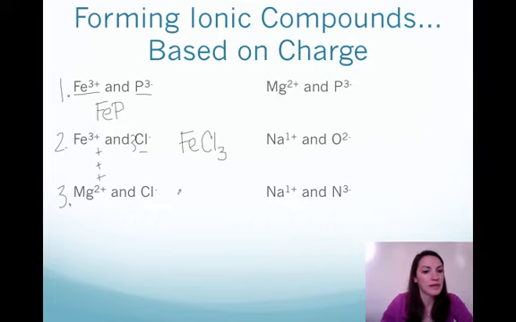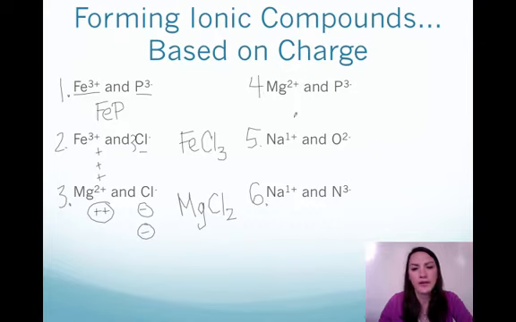Okay, let's try magnesium, Mg. Mg's got a 2 plus charge, so I can represent that each one with a little 2 plus. And then each chlorine is going to have a 1 minus. So I need 2 atoms of chlorine to balance out my 2 plus charge. So I have 2 plus, 2 minus. So that'll be MgCl2 because I've got 2 chlorines.